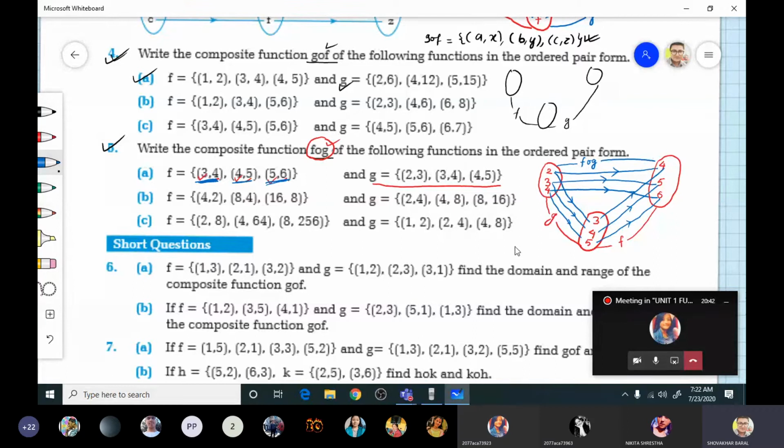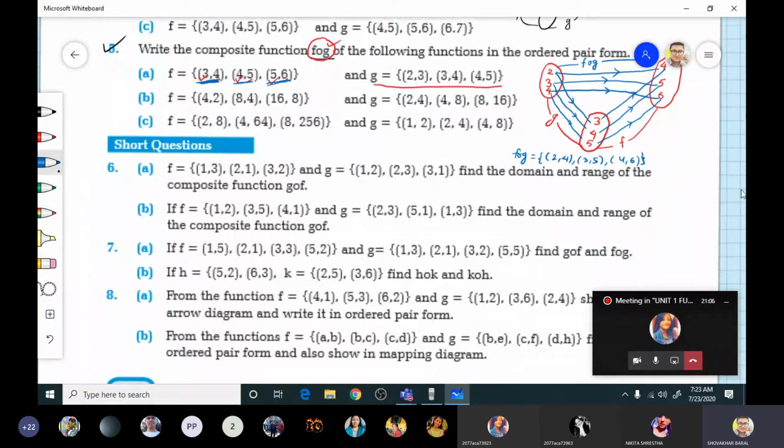So now you can write the function in the ordered pair form. f composite g is equal to {(2, 4), (3, 5), (4, 6)}. This is the simple solution of f composite g. I think you are well aware of this question.